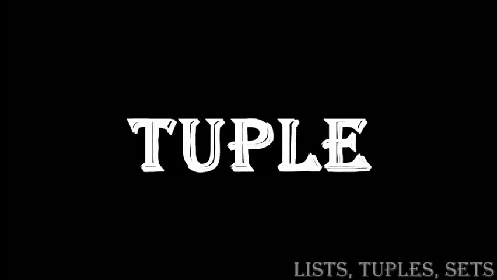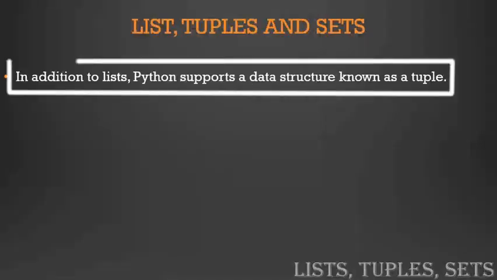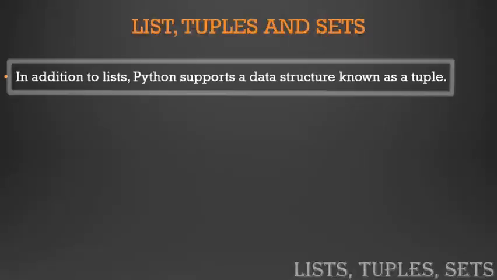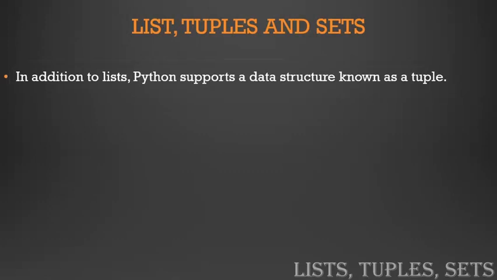Coming to the next thing, tuple. In addition to lists, Python supports a data structure known as a tuple. It can be pronounced like tuple or tuple, but the spelling is t-u-p-l-e, it doesn't have a double p. So ignoring that, let us understand what exactly a tuple is.